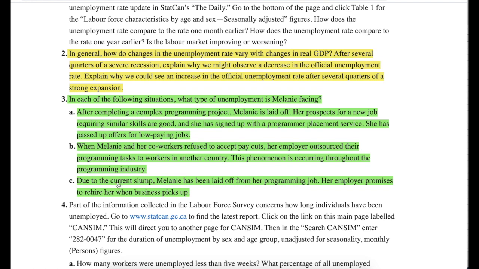In C, due to the current slump, Melanie has been laid off from her programming job. Her employer promised to rehire her when business picks up. So this is clearly cyclical unemployment. Melanie lost her job due to the current recession, but when the jobs are available again, she will be rehired. So this is cyclical unemployment.